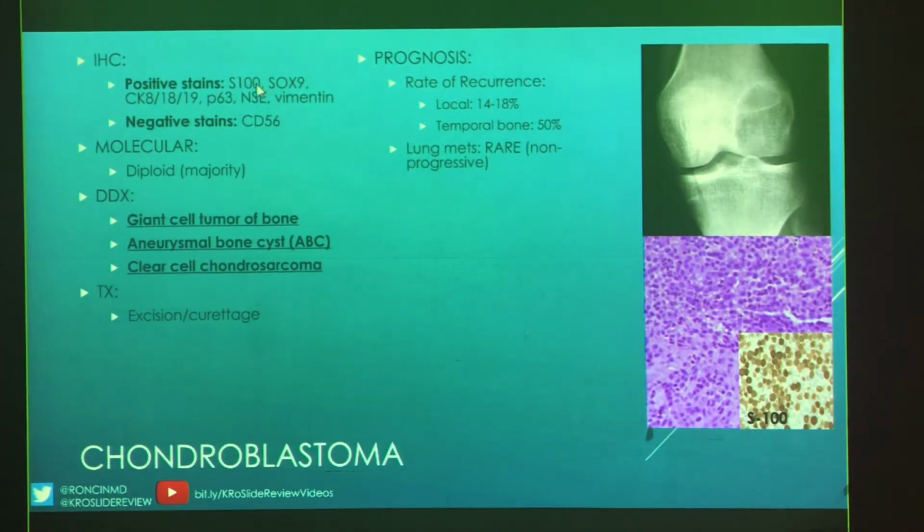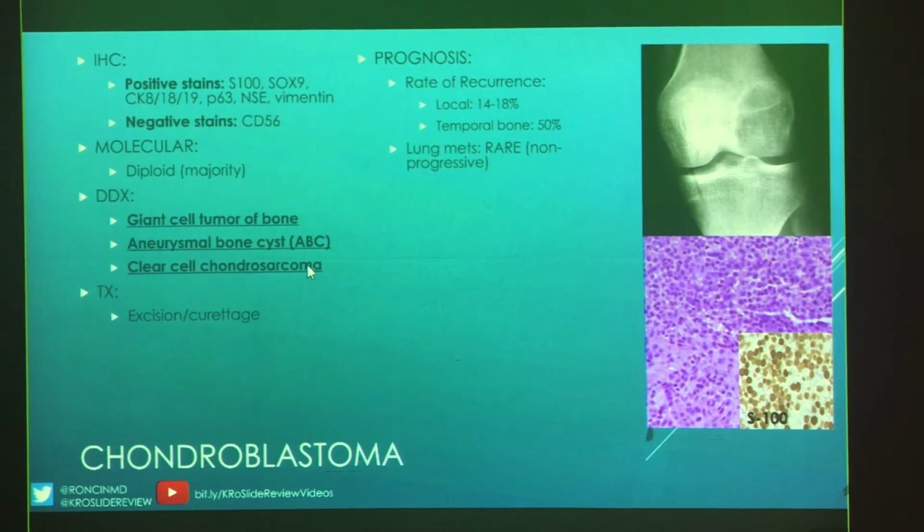For your stains: S100, SOX9, CK8, 18, 19, P63, NSE, and vimentin. Your CD56 would be negative in these, and most of these are diploid, so you don't have to do molecular on them. Your differential would be a lot of the things that we've seen already in our benign section, which was giant cell tumor of bone versus aneurysmal bone cyst, or ABC.